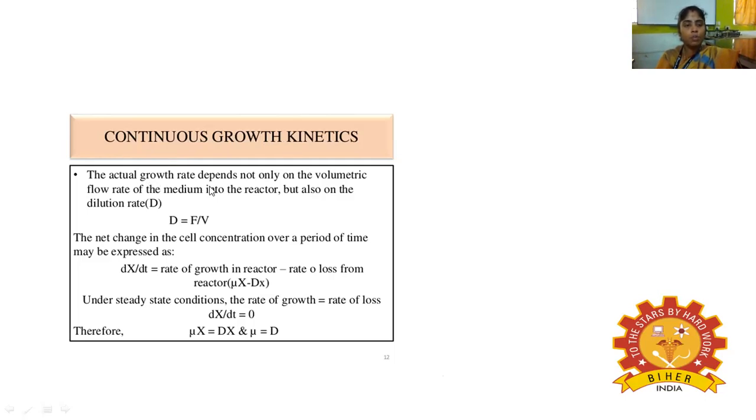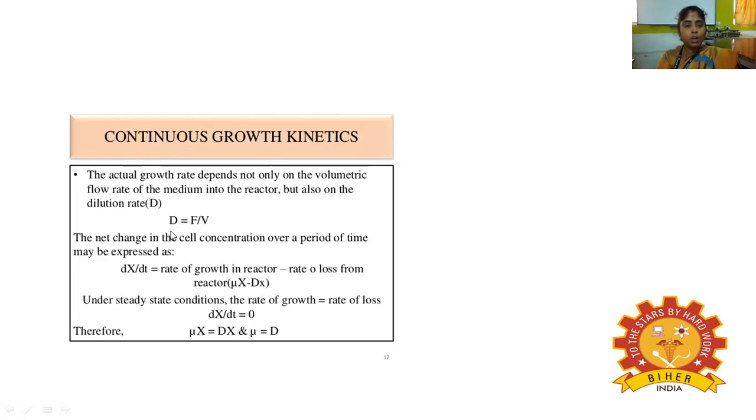So here, the actual rate is independent of the volumetric rate of the medium, so we can have a new term in growth kinetics as D is equal to F by V. Here D represents the dilution rate, which means that we are adding a substrate as nutrients over a period of time for the reactions to proceed. And the volume is denoted by V.